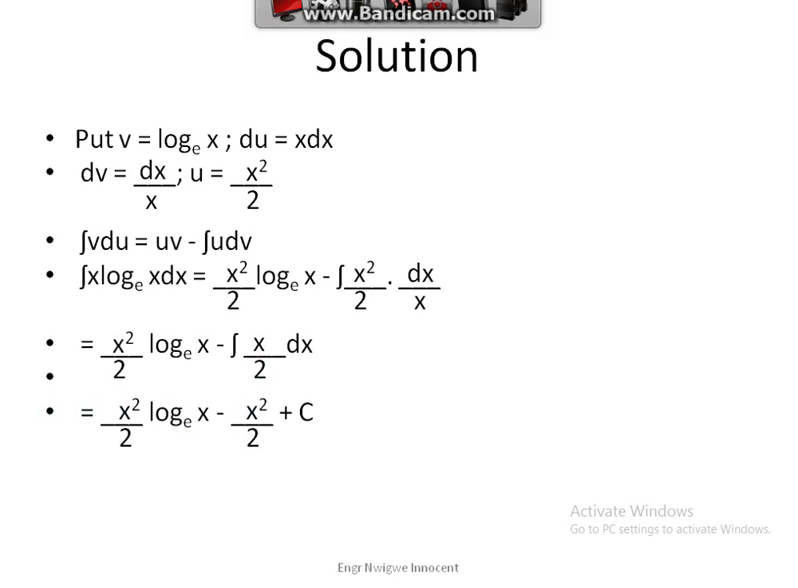Then we now have s squared over 2 log to the base e of s minus s squared over 4 plus c. The answer will now become, if we take out the like terms together, since s squared is the like term, we now have s squared over 2 in bracket log to the base e of s minus a half, plus c.